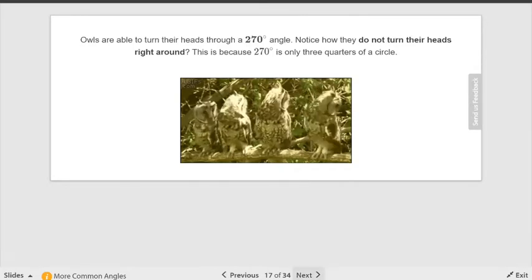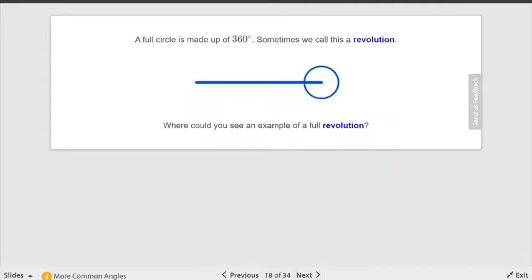All right. Well, hold on a minute. We'll get there. A full circle is made up of 360 degrees, which is often called a revolution, based on the word revolve. If something revolves completely around, that means it made a complete circle. So a revolution is a full circle.